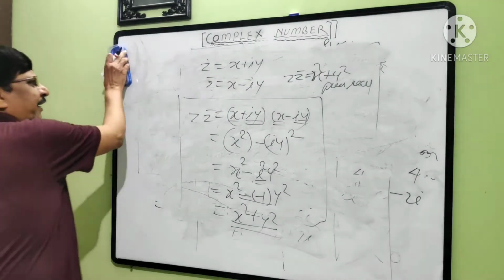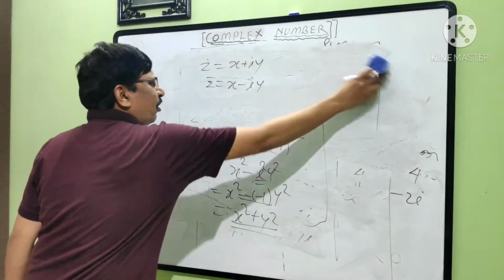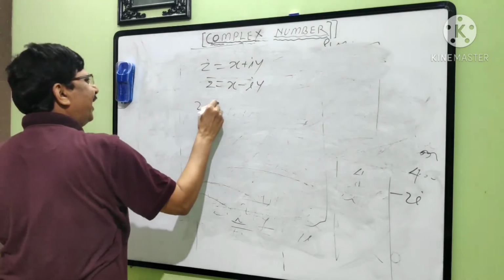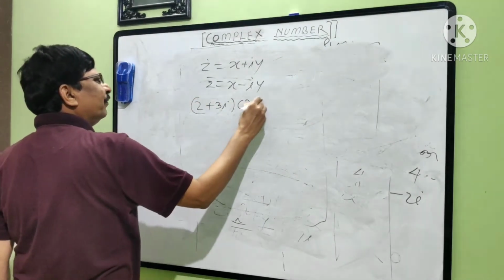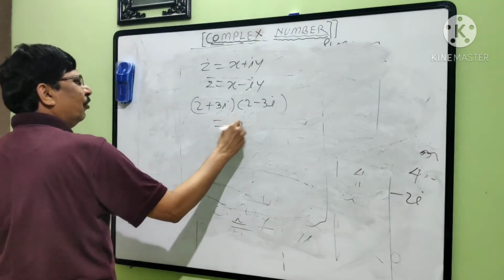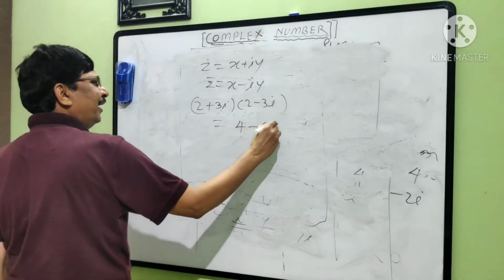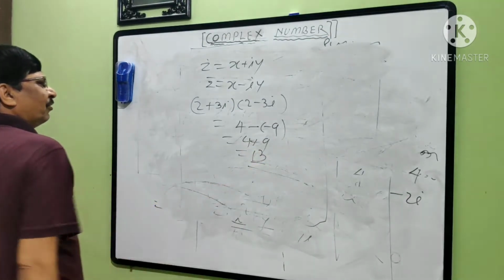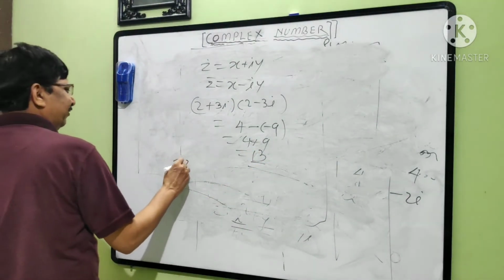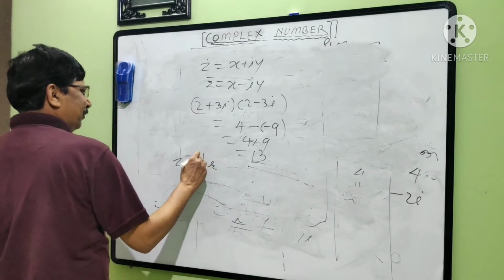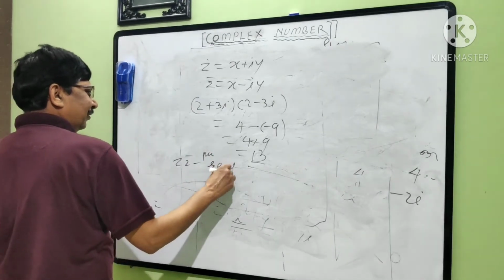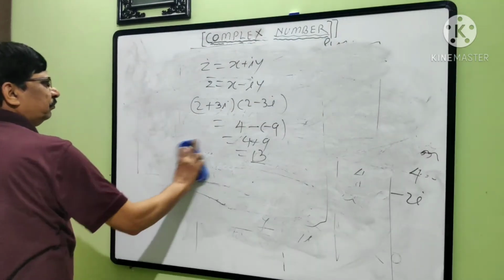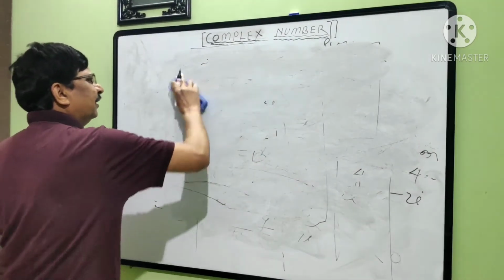Okay? Means you understood the property of the conjugate. Suppose we take 2 plus 3i into 2 minus 3i. That is 2 square, 4, minus 3i square, means minus 9, so 4 plus 9. There will be no term of i. Means the multiplication of z and z bar is purely real. There is no term of i. Okay? That is the multiplication.